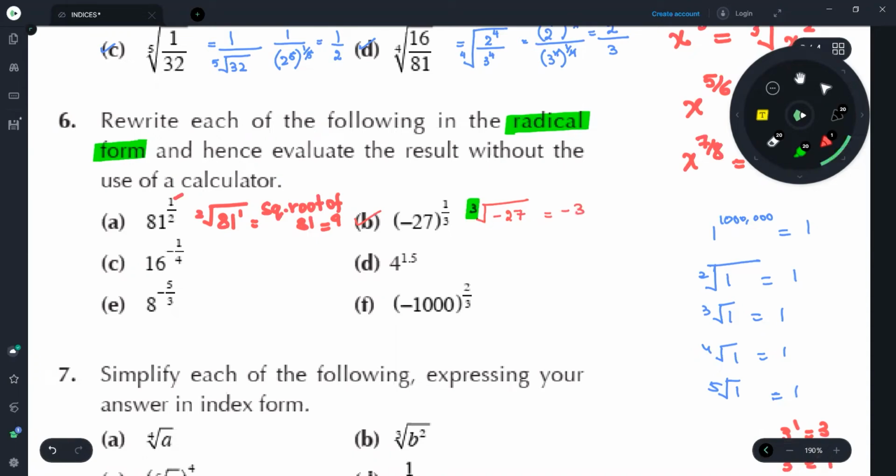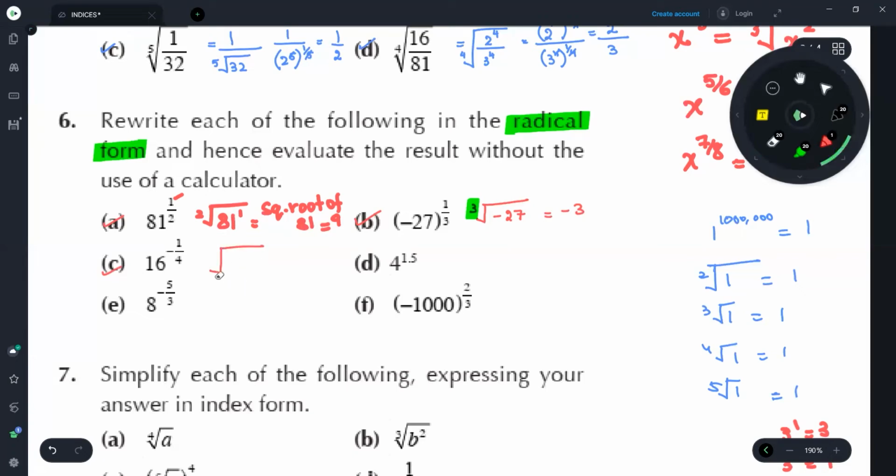Next is 16. So 16 goes inside. You put down radical sign. Square root. Am I correct? No, I'm not. I'm missing something. I'm missing minus. Very good. Minus sign. Can you evaluate a negative index? You cannot evaluate a negative.